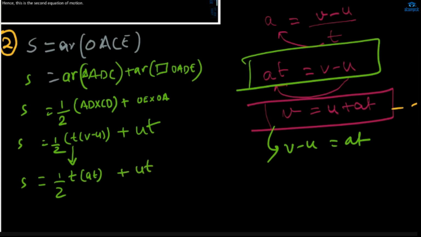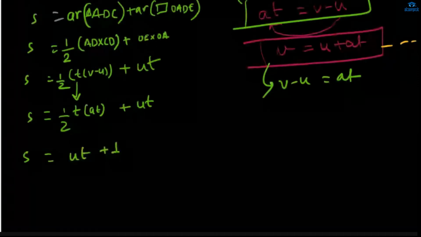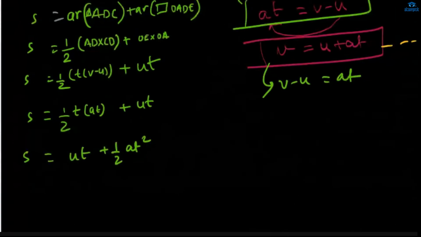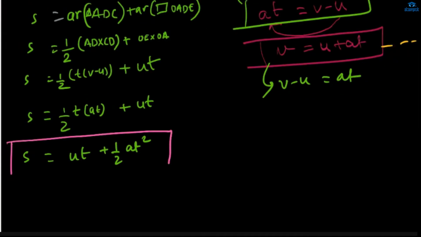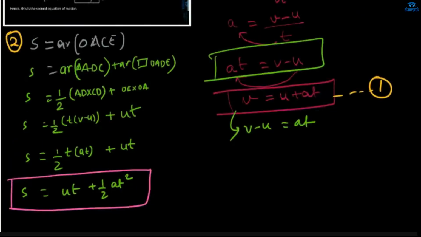And UT will be as this. Okay. What we have got here? UT plus half AT square, because there are two things. So can we multiply it? S is equal to UT plus half AT square. Got it? Ma'am, I didn't get it. Just once. What didn't you get?